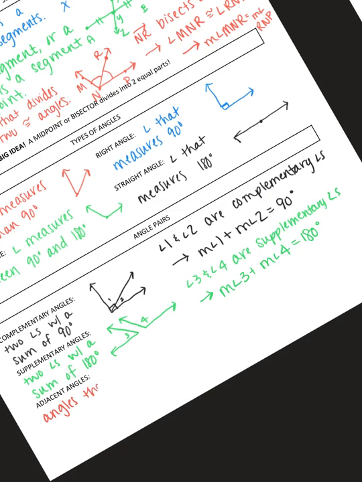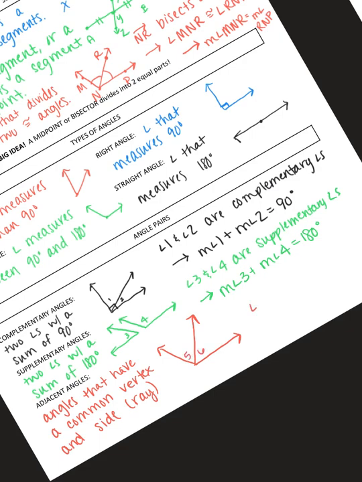Okay, so adjacent means next to, so they're two angles that are next to each other. A common vertex and side. So there's a ray. Okay, so adjacent angles look like this. They share a vertex and a side. Okay, and we can say angle 5 and angle 6 are adjacent.